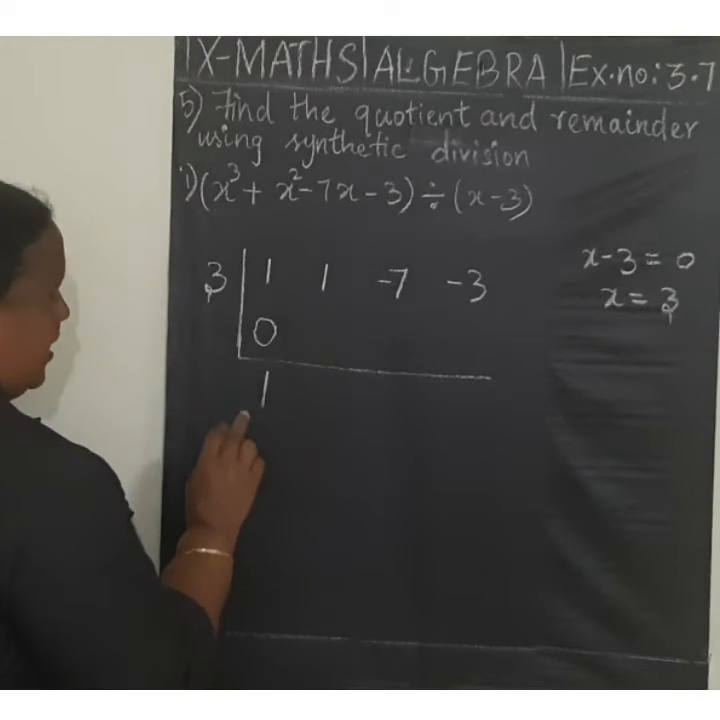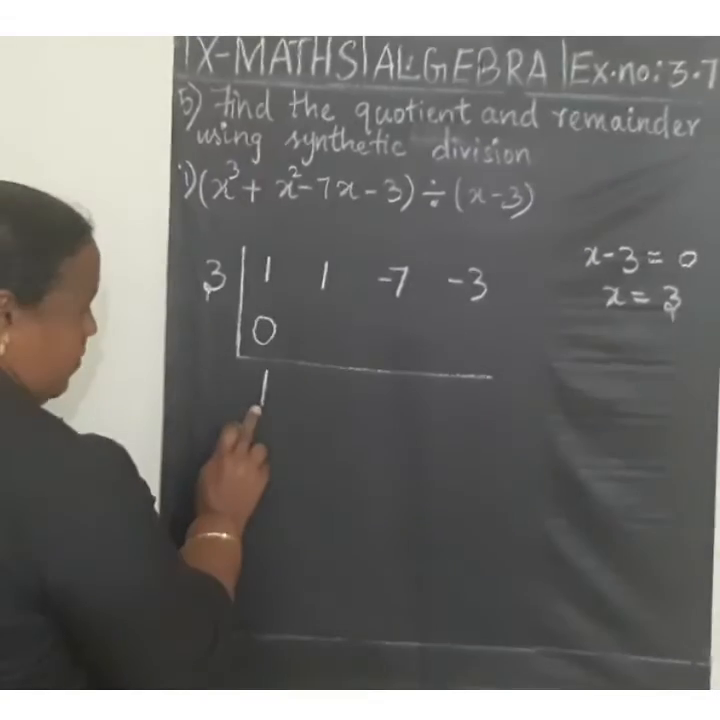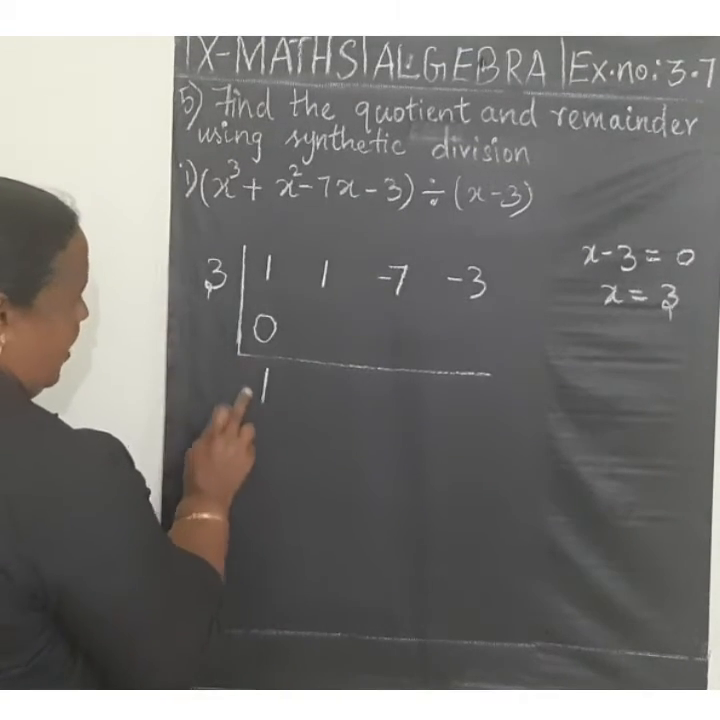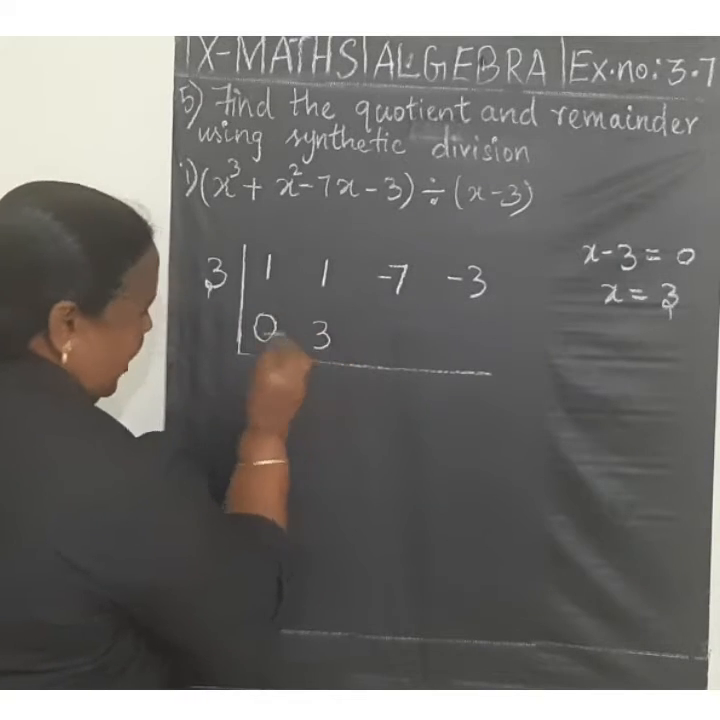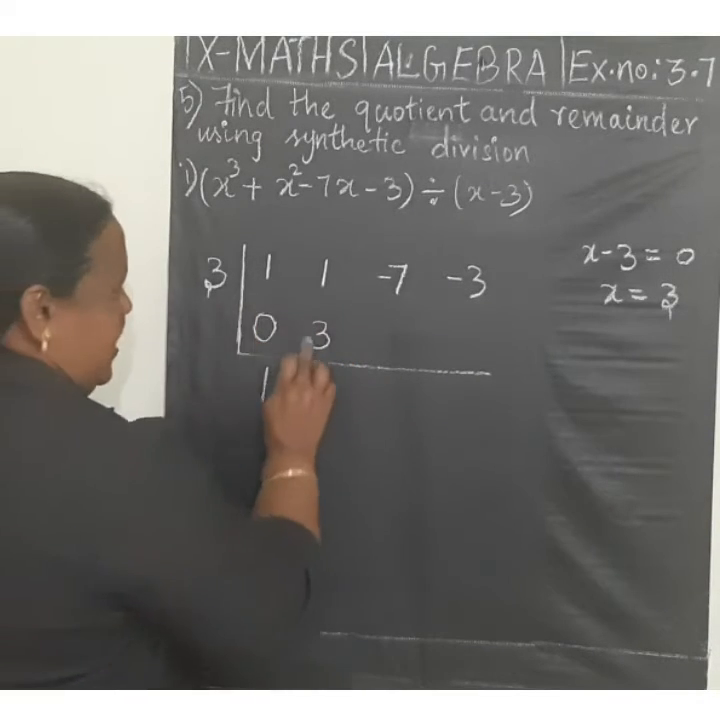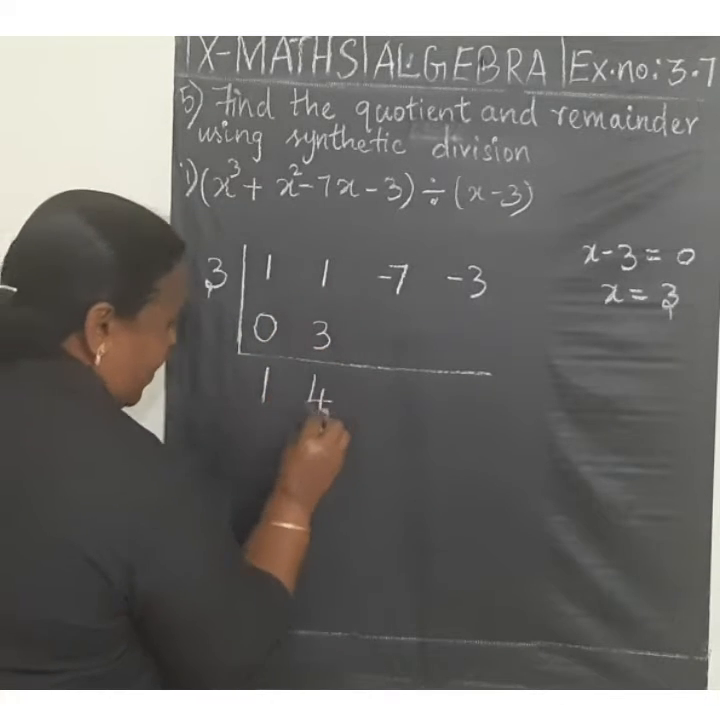Then after that the next step is we have to multiply this 1 and this 3. So 1 into 3 is 3. Multiply it and we have to write it in the second column like this, 3. Next, we have to add the second column. 1 plus 3 is 4. We have to write the 4.